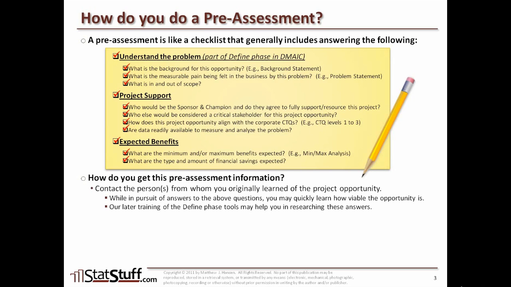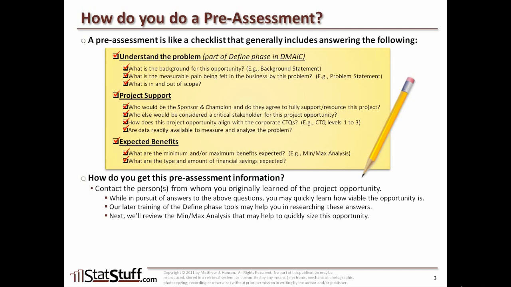And later on, we're going to get into the define phase tools that will help you in understanding some of these other areas related to the define phase, like the problem statement and background statement. Even if you did this now during the pre-assessment, you're basically doing some of those things as part of the define phase right up front in the very beginning. So it's not going to be wasted effort at all.